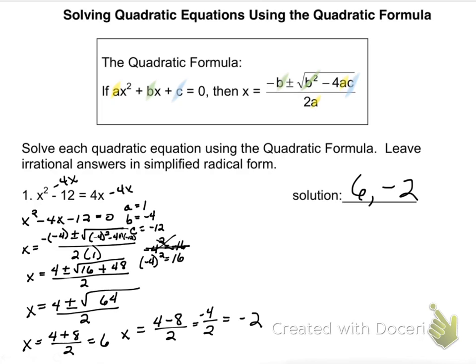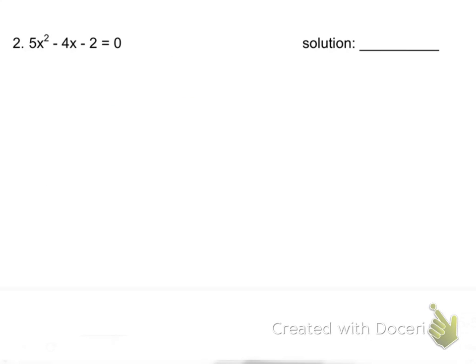Okay, so that's how you go about solving the quadratic formula. We've got some more examples, of course. All right, so looking at this, now we have a number in front. A is 5, B is negative 4, and C is negative 2.